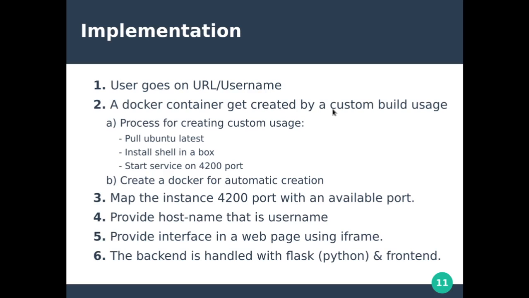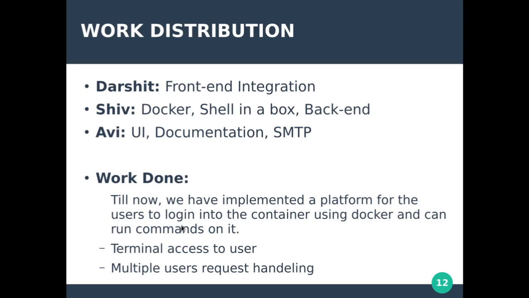The implementation is as follows, which we have described. A Docker container is created using the custom image and then mapped to port 4200 from the host's available port. And after that, the host name is provided to the container.